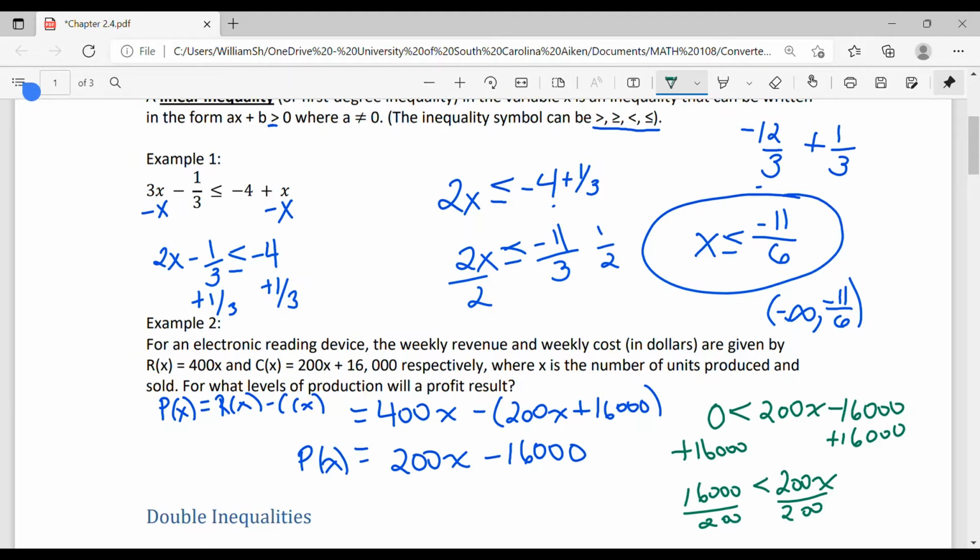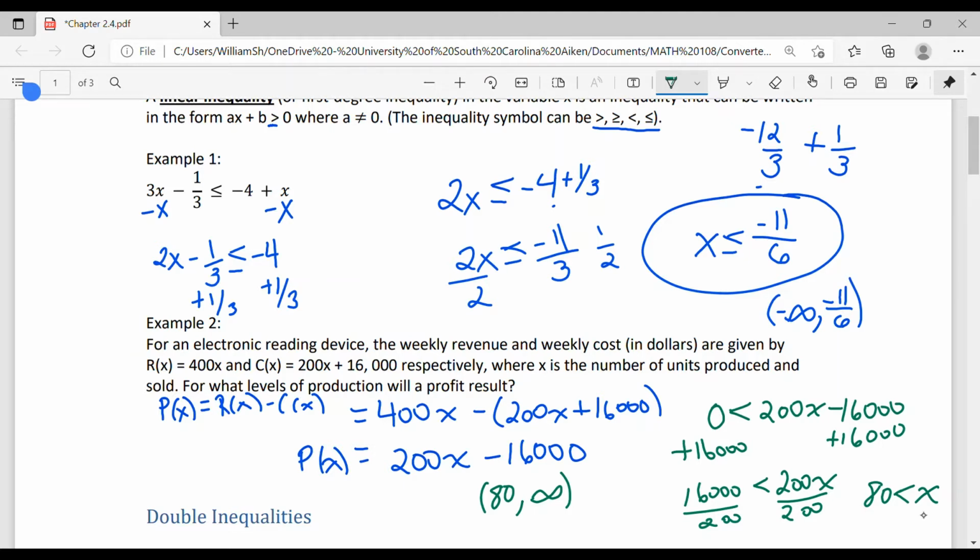So as long as x is bigger than 80, we have made a profit. So if I were to write this in interval notation, it would look something like 80, comma, infinity. Okay. Now, there is something that is very important to hit, and something we slightly messed up on example 1.